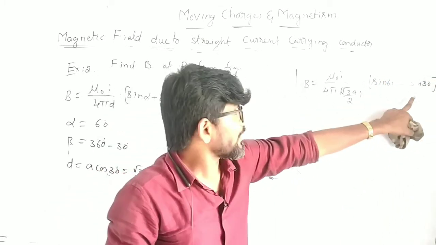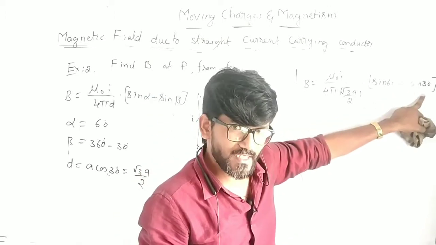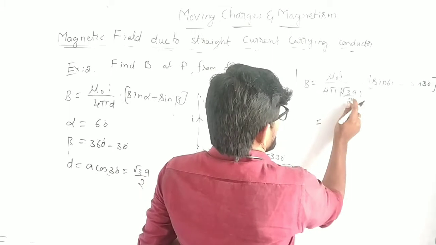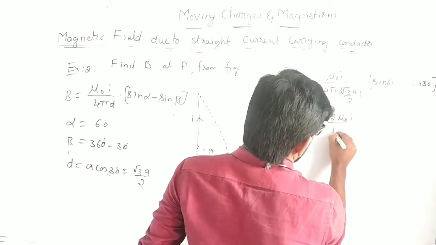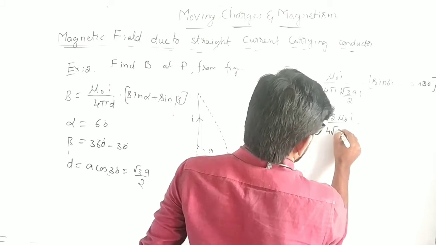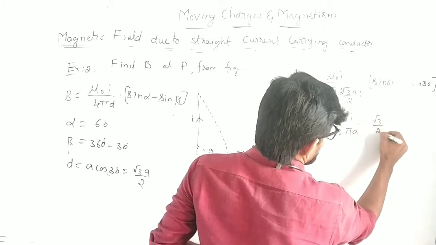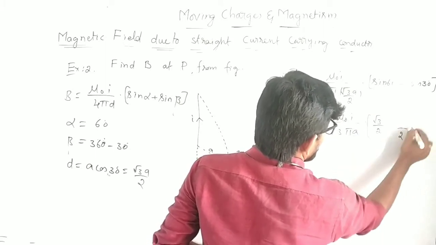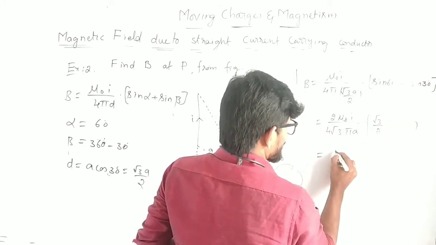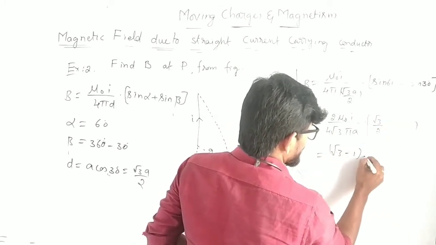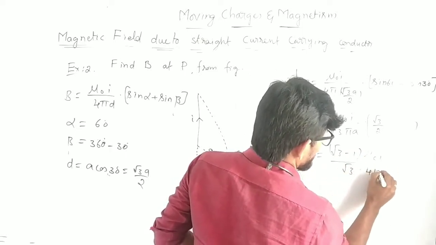I hope you guys have understood how to get this. Sin of 360 minus 30 can be written as minus sin 30. Next, if you take this 2 up, you will get 2 mu naught I by 4 root 3 pi a, into sin 60 which is root 3 by 2, minus sin 30 which is 1 by 2. So if you simplify this further, root 3 minus 1 by 2, the 2 cancels. So you get root 3 minus 1 into mu naught I by 4 root 3 pi a.